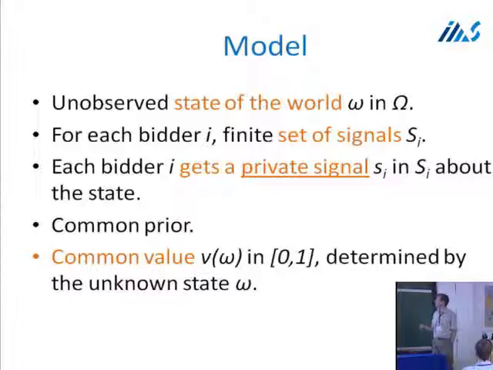So what's the model? It's a Bayesian model. We have a state of the world omega that's unobservable. We have sets of signals for each agent, and each agent gets a private signal about the state. We have a common prior, and the common value is dependent on the state, which is not observable.